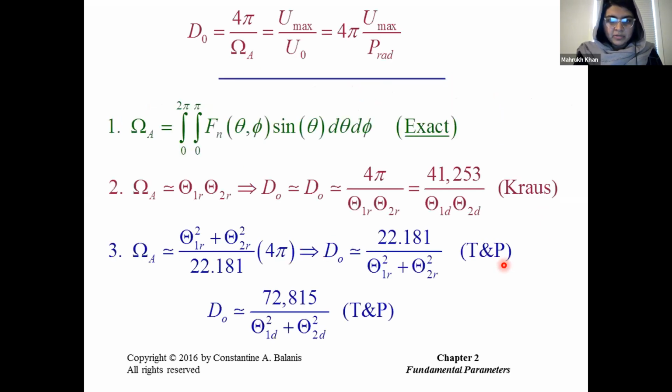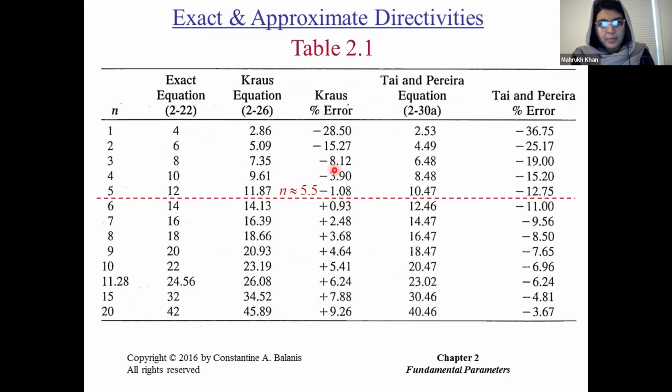So what I was saying is, now they have compared the Kraus equation and Tai and Pereira equation for different n's. As n gets larger, you will have more narrow beams, meaning in the array there are more number of elements. If you see in this table, these are the values from the exact equation of the directivities, these are the values from the Kraus equation, and this is the percentage difference. These are the values from Tai and Pereira's equation, and this is the percentage difference.